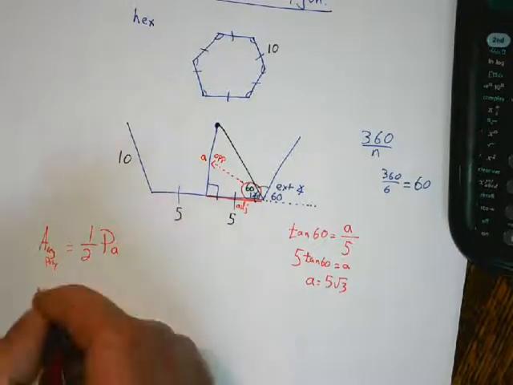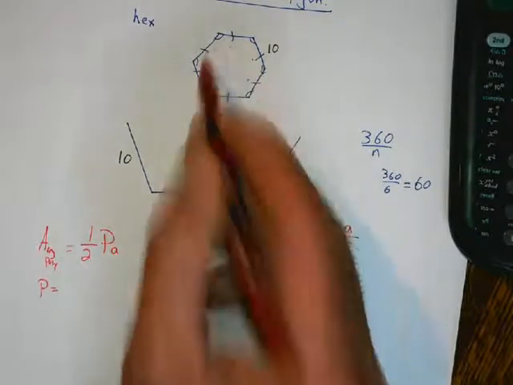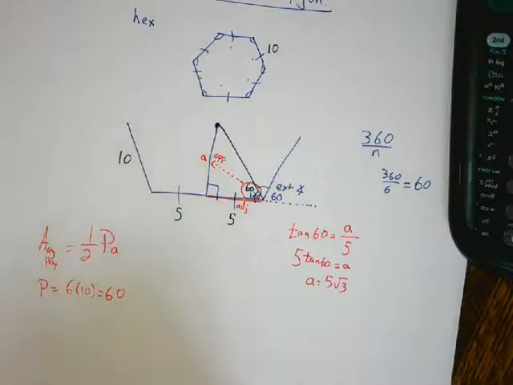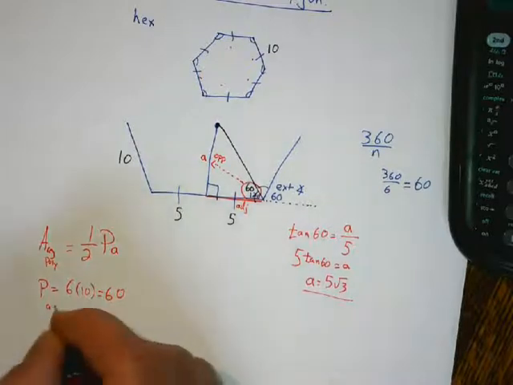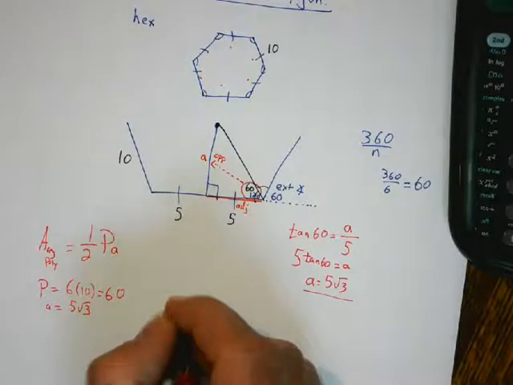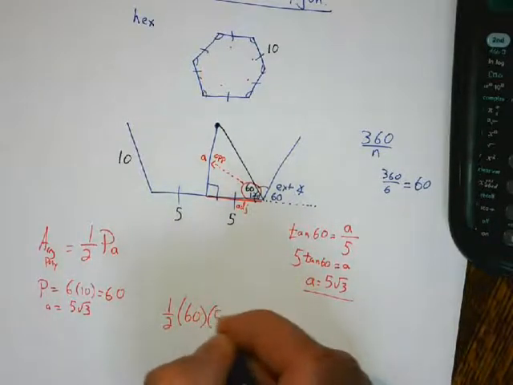So our perimeter, well, the hexagon, as you recall, 1, 2, 3, 4, 5, 6 sides of 10, which means the perimeter is 60. Our apothem, we found using trig over here, was 5 root 3. Now we should put it all together. 1/2 the perimeter, 60, times the 5 root 3.